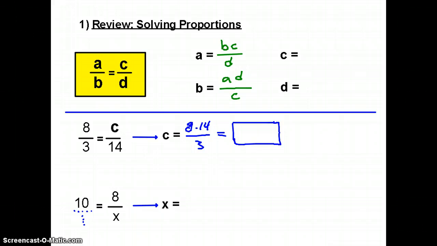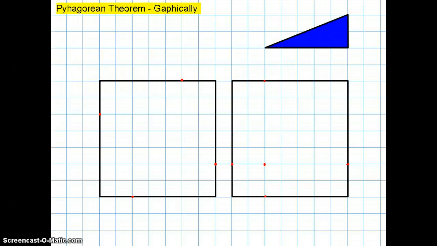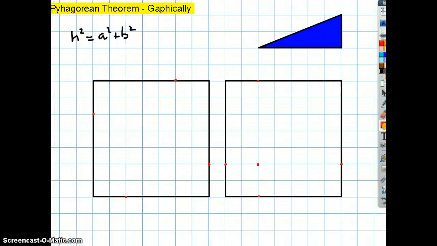Okay, so next we have the Pythagorean theorem. We know that the Pythagorean theorem tells us that h squared is equal to a squared plus b squared, h being the hypotenuse and a and b being the other two sides. So I'm going to show you a very cool way of proving this graphically.